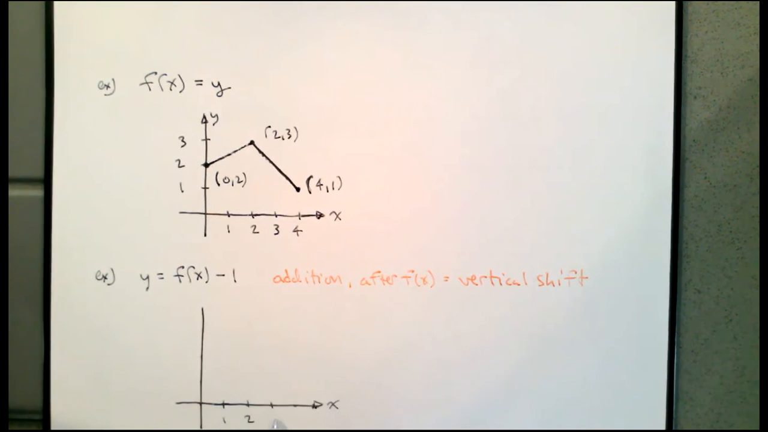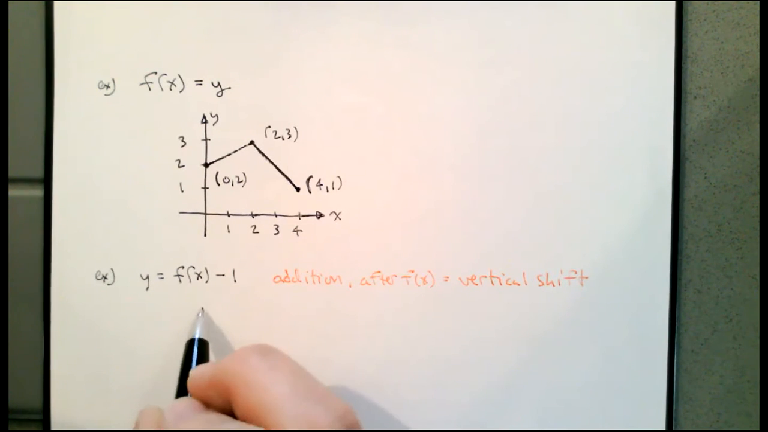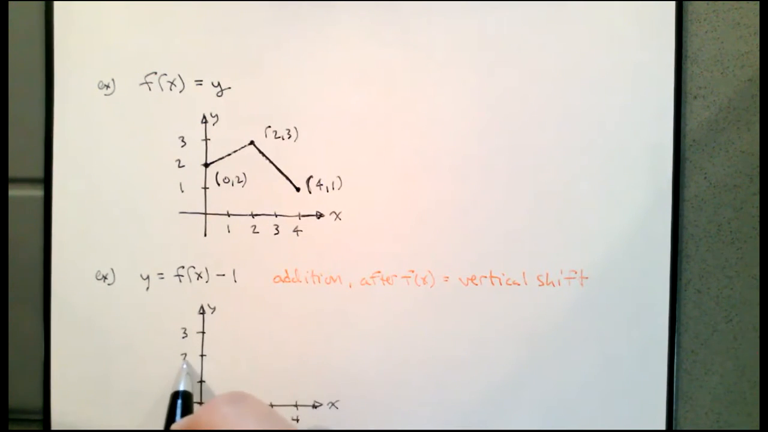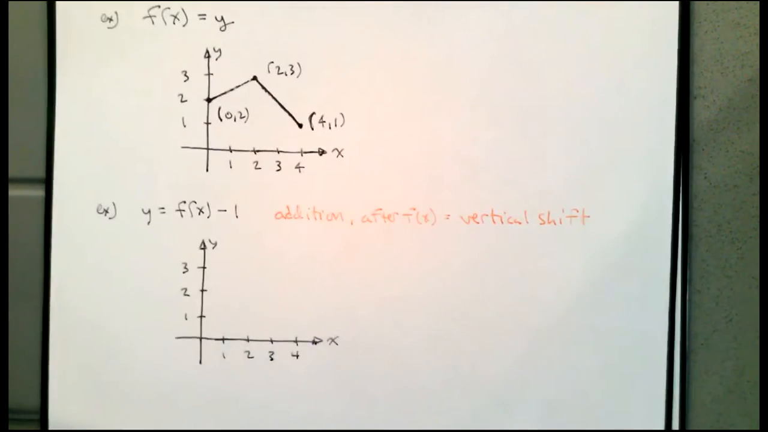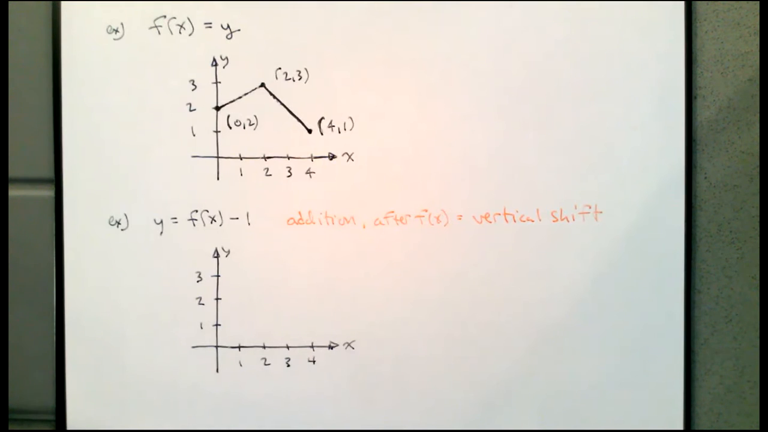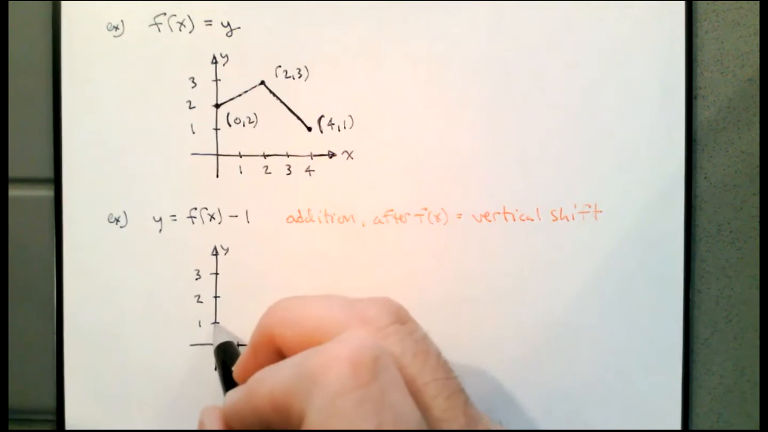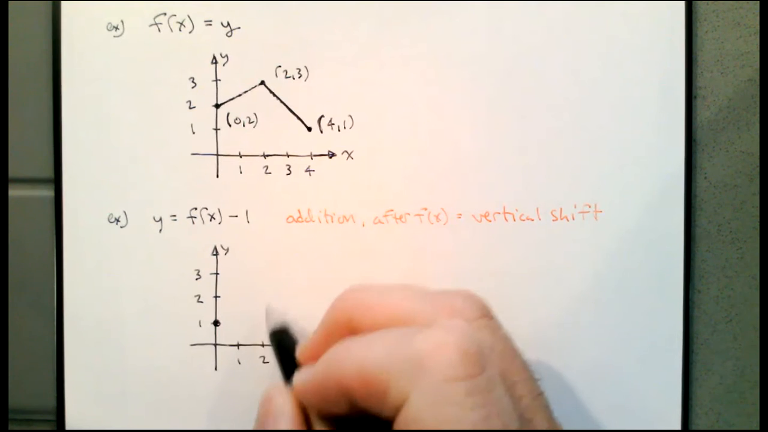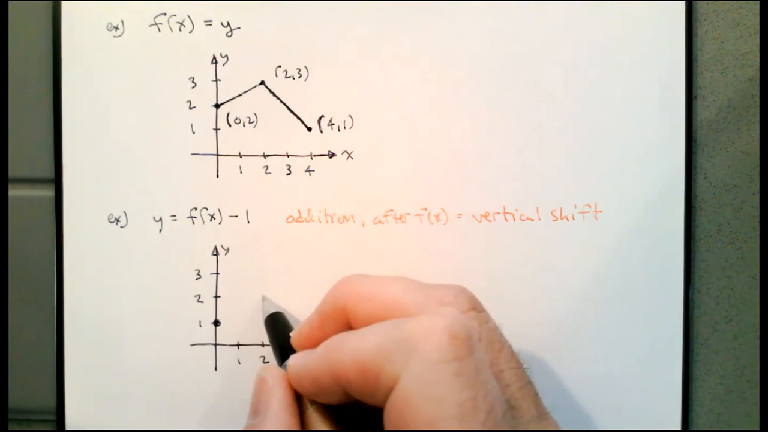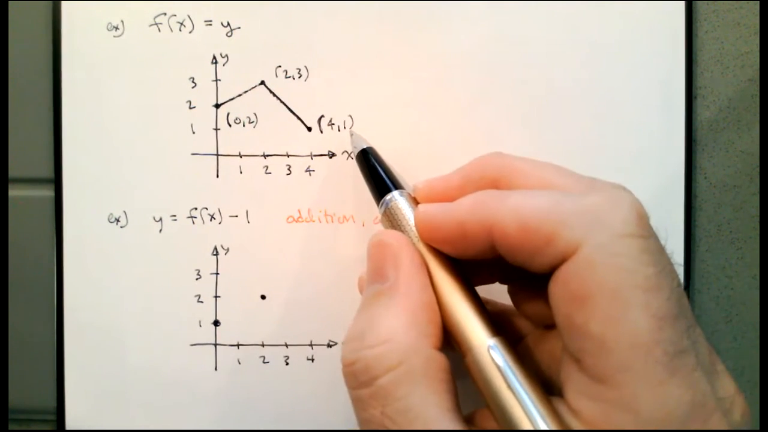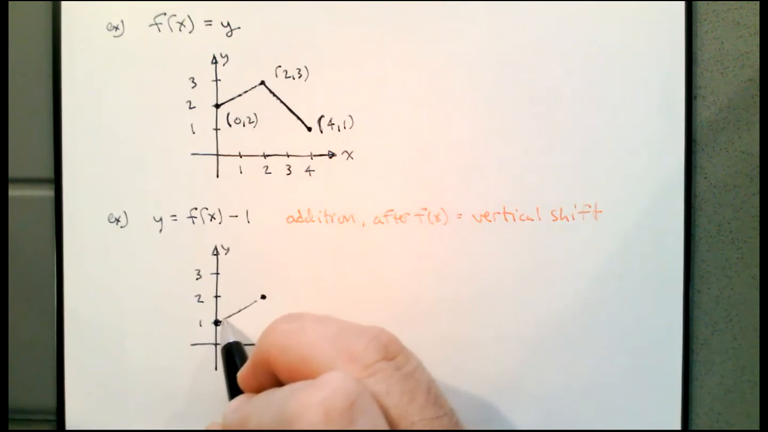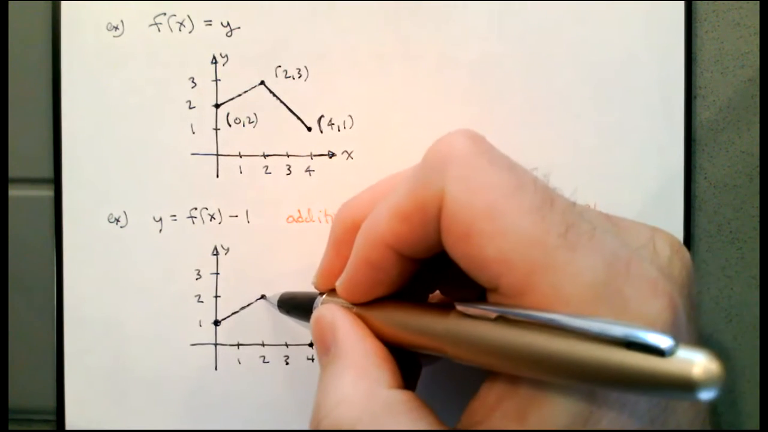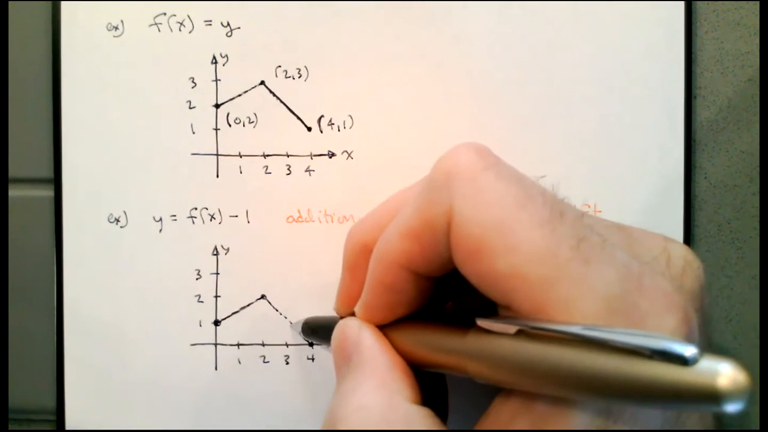So we're not going to see anything change horizontally. We're going to see a shift vertically. So I'm just subtracting 1 from all the values of f of x. So 0, 2 will drop down to 0, 1. The point 2, 3 will drop down to the point 2, 2. And the point 4, 1 will drop down to the point 4, 0. Because I'm just taking the values of f of x and subtracting 1 from them all.